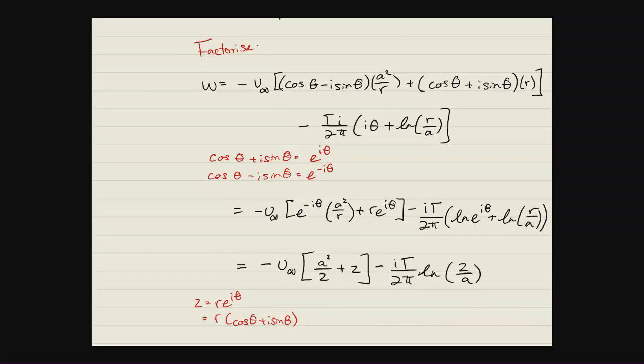Okay? Everyone's following so far? Yep. So this is your flow over cylinder, and this is for your potential vortex.